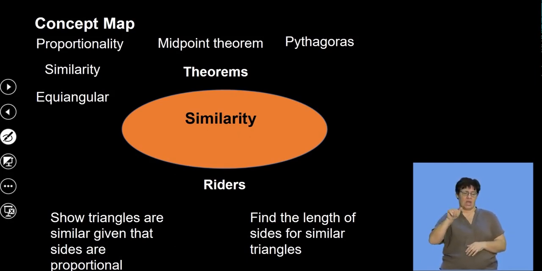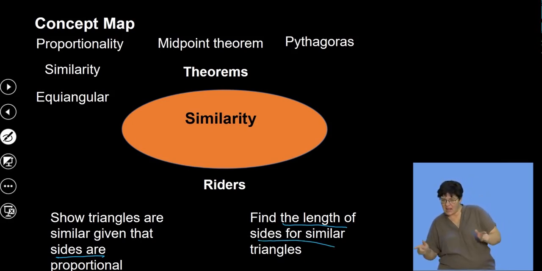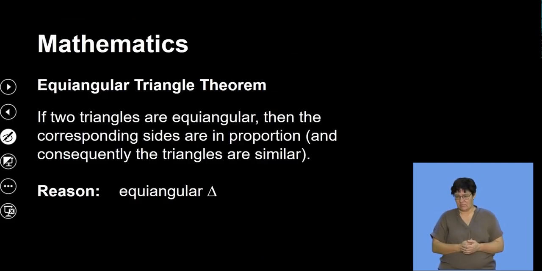Then the riders, I said to you, at times you will be required to show that triangles are similar, given that the sides are in proportion, or they will want you to find some lengths there. That's when they give you, if AB is equal to 20, then find CD, you see. So those are those kinds of questions.